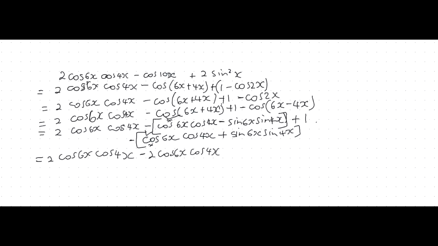Then we do the same thing. Then you take this negative, you multiply by this negative, we'll get a positive. So this one would be plus sine 6x sine 4x. We've already taken care of this one, plus 1. Then we take this negative and multiply by this one, then it's minus sine 6x sine 4x.